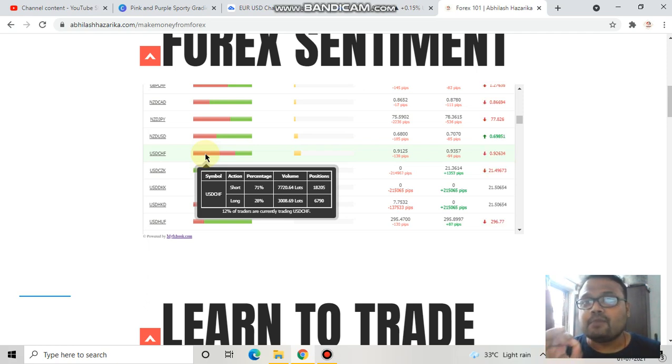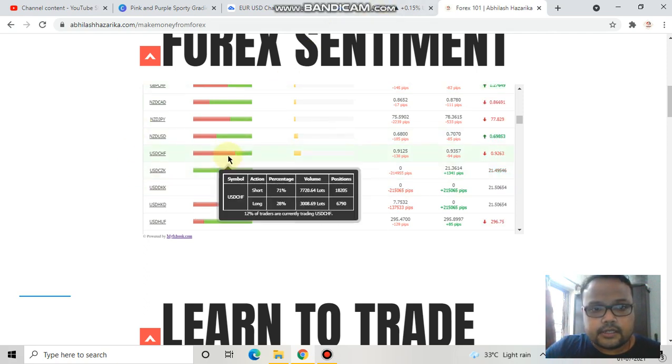In this bullish market, 71% traders have taken short position, and this is the main reason why 90% retail traders lose money. 90% traders lose money because they do not know to follow the trend of the market.